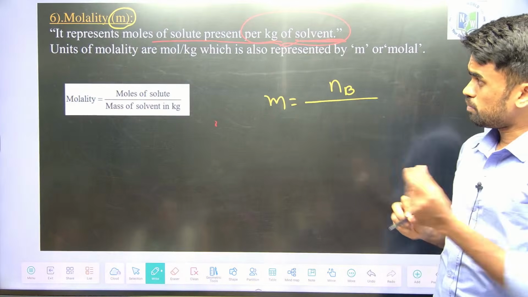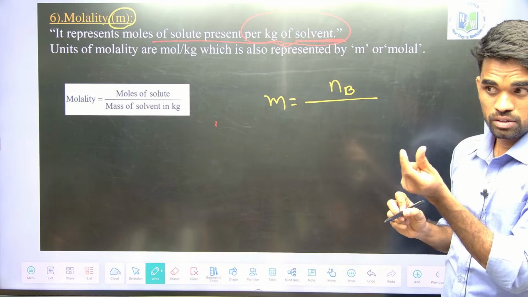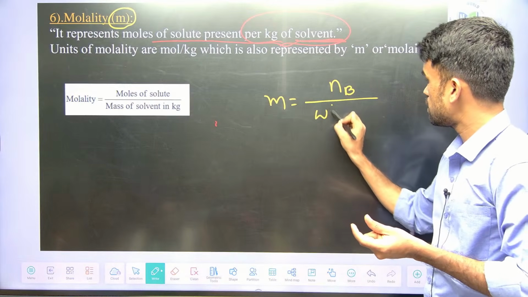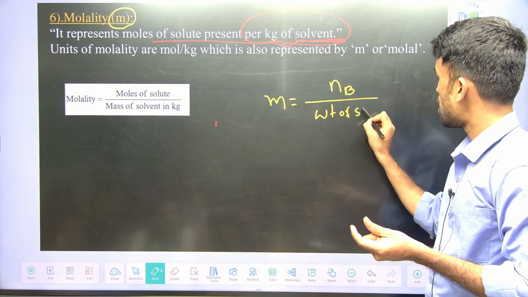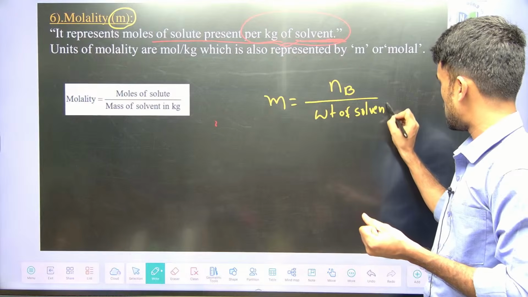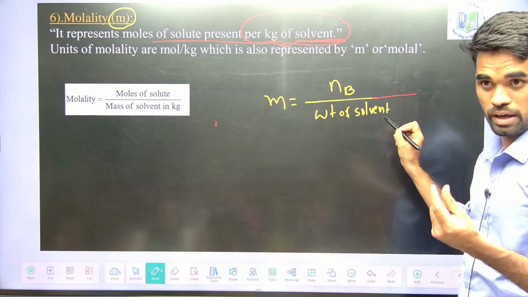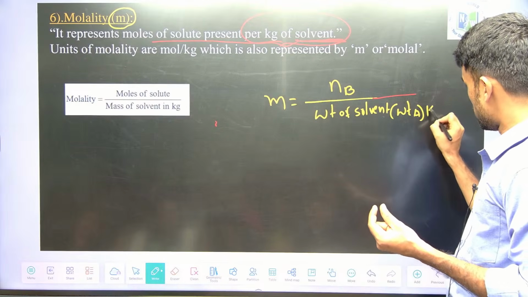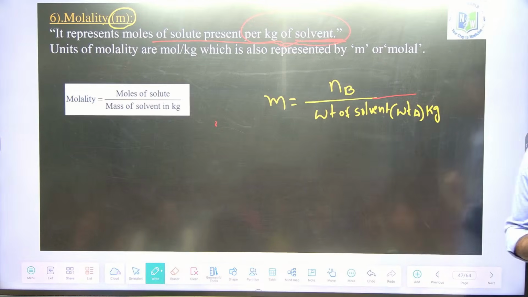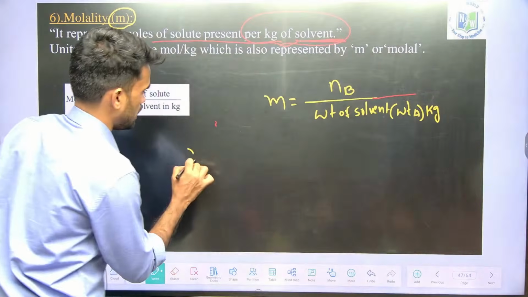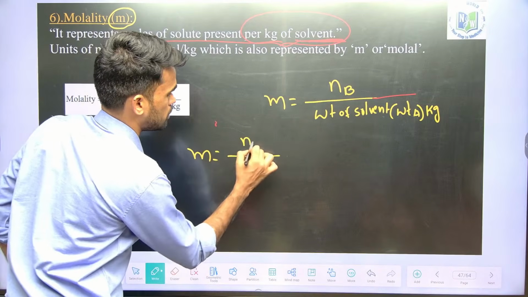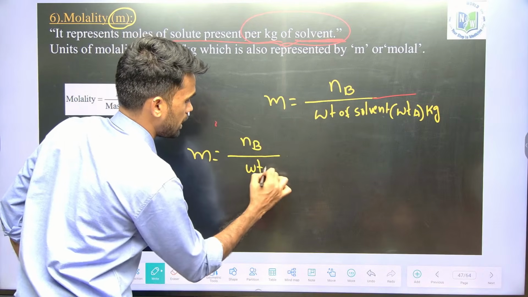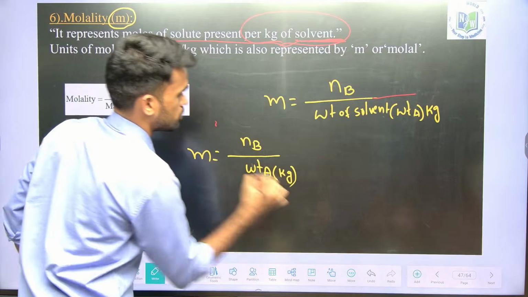Now present in what? Weight of solvent. What is the solvent symbol? I told you, A. So weight of A, it should be in kg. So this is a simple formula to be remembered for molality. In a simple way I can write m equals NB by weight of A in kg.